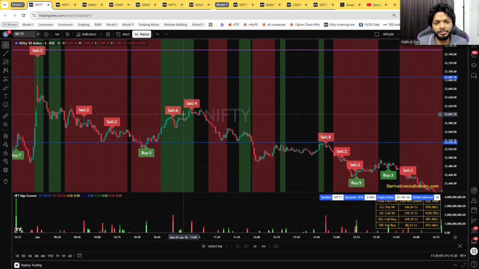So it all depends on your risk analysis, risk management, and mostly also where you're taking the positions. Is it at the ATM or far out of the ATM? Some people also sell options very far out of the ATM. So it depends on various kinds of scenarios. What we are helping you with is the smart money positions in real time. And being a trader, you should be easily able to handle your risk management part.